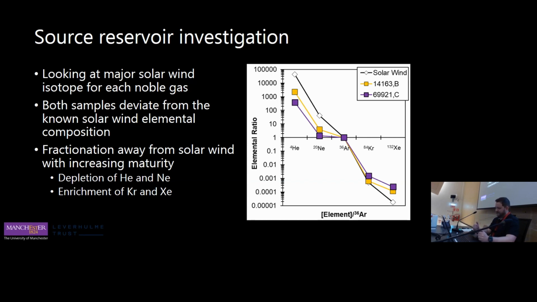And this really hints back at that illustration earlier that shows how complex noble gas processes can actually be. We do suspect that this is solar wind. It's just that there's been a small amount of gas loss or sample disruption that has led to this fractionation.